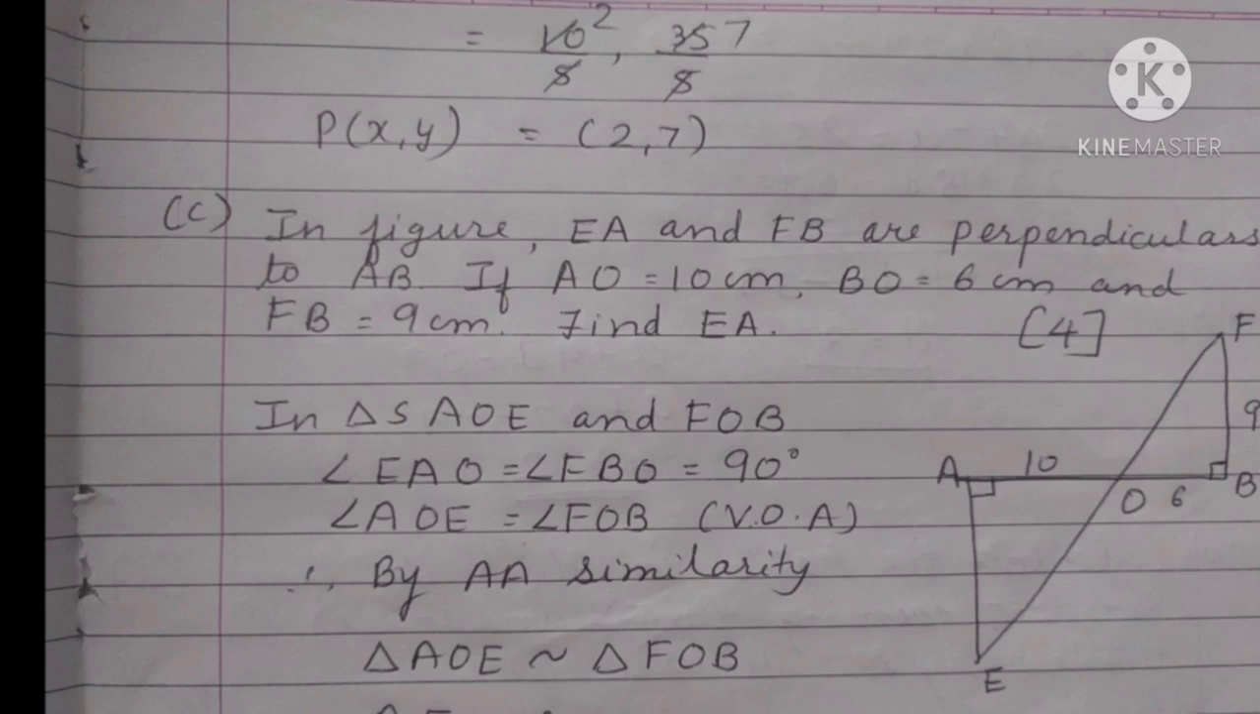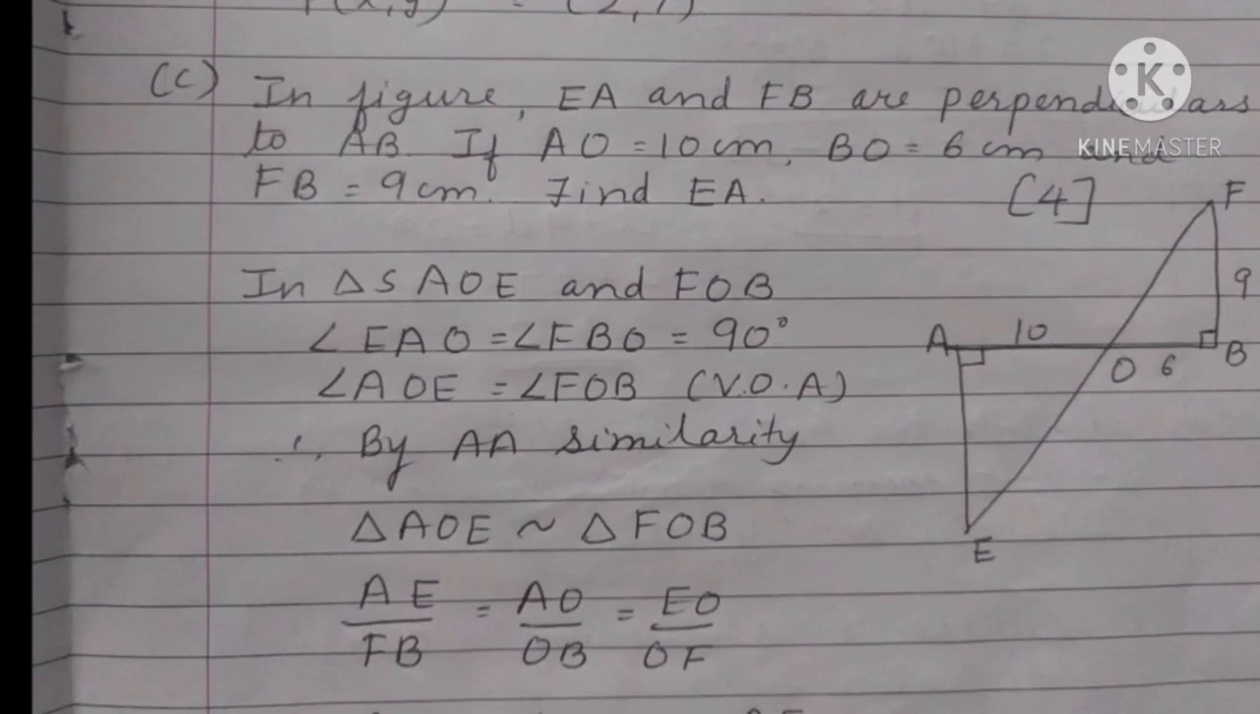Now in triangles AOE and FOB, angle EAO and FBO are 90 degrees, given to you. Angle AOE is equal to angle FOB, vertically opposite angles. Therefore, if two angles are the same in the triangles, the third is obviously equal. So by AA similarity, I have written triangle AOE is similar to triangle FOB. Once the two triangles are similar, the ratio of the corresponding sides are equal. So AE upon FB is equal to AO upon OB is equal to EO upon OF.